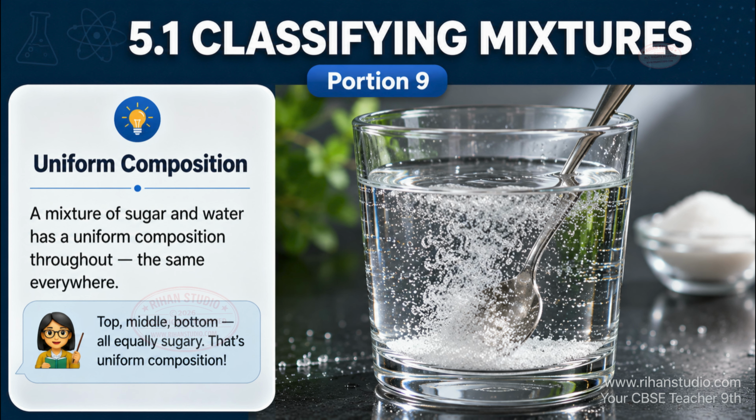5.1. How can we classify mixtures? A mixture of sugar and water has a uniform composition throughout. Take sugar dissolved in water. Every part of it is the same. Top, middle, bottom, all equally sugary. We call that uniform composition.